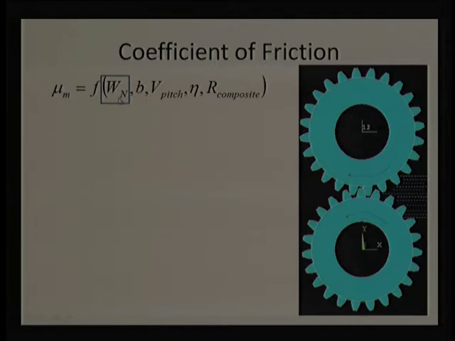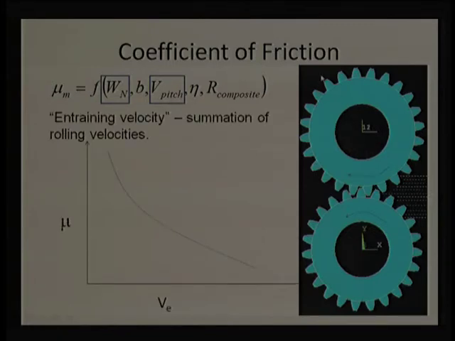So, we discussed normal load in our previous slide. Now, we are going to discuss the rolling velocity, the V pitch. This is a summation of the rolling velocity of gear and pinion, and it has been observed that with higher rolling velocity, the coefficient of friction will decrease. What is the reason for that?